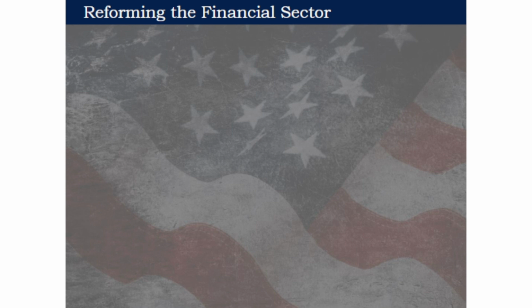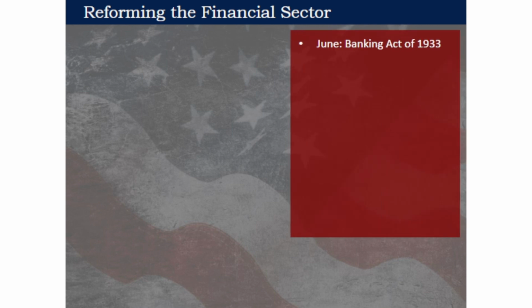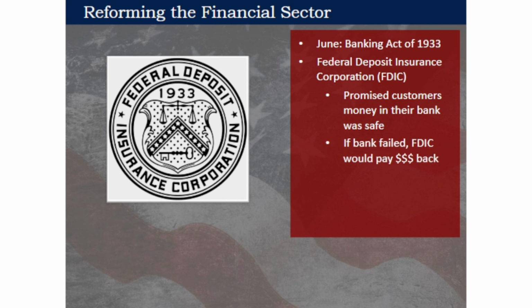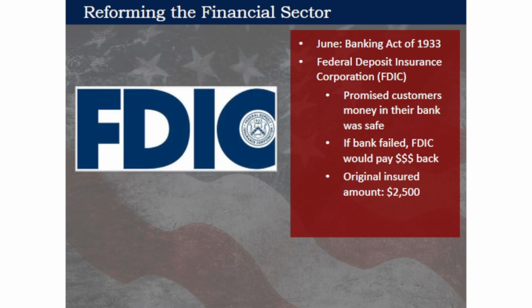Having stabilized the banks, the New Dealers continued to pass legislation to reform the nation's financial sector throughout the 100 days. By June 1933, President Roosevelt had signed into law the Banking Act of 1933. Among other things, it established the Federal Deposit Insurance Corporation, or FDIC. By providing deposit insurance, the government promised customers that the money they put in their bank was safe. If the bank failed, the FDIC would pay depositors their money back. The original insured amount was $2,500 per bank account. The FDIC still exists today, and over time, the insured amount has risen to $250,000 per account.